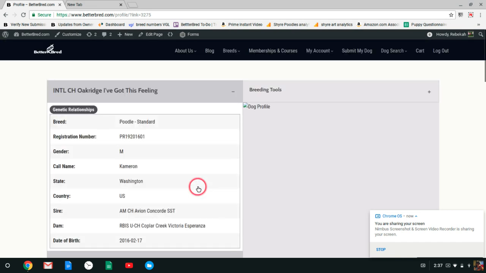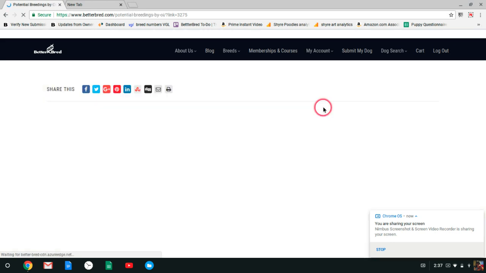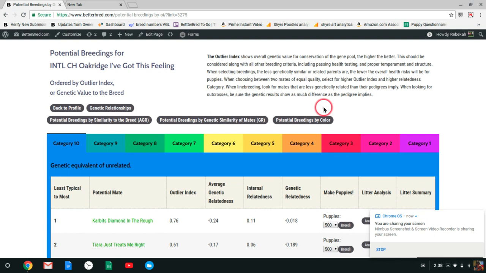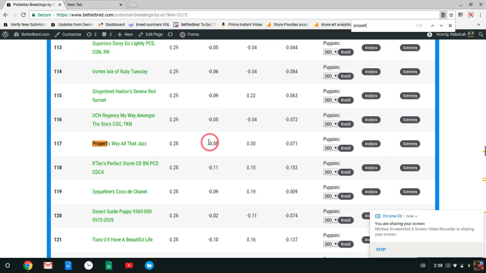Okay, so up here I'm going to go to breeding tools. Here you can compare dogs one-on-one to one another. That's a somewhat new feature on our website. But here I'm going to sort by genetic value to the breed, or OI, because in our breed/variety, we have an interbreed bottleneck. And so I breed for a higher OI in order to redistribute our genetic diversity, because we have a lot of genetic diversity in our breed, but it is disproportionately shared. So a lot of dogs share the same very typical genetics, and then there's just a few very atypical dogs.